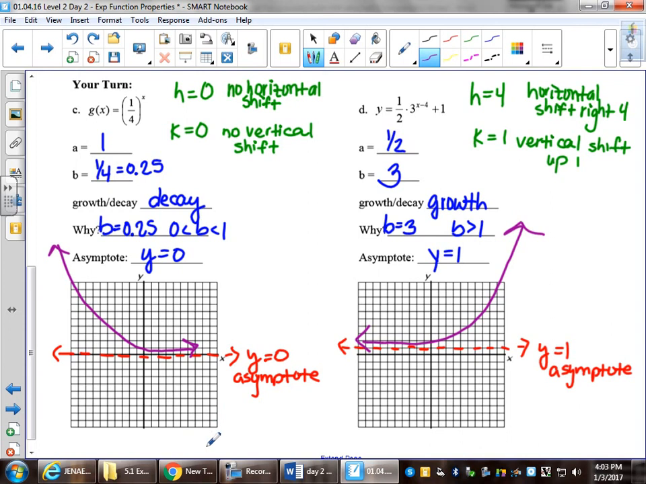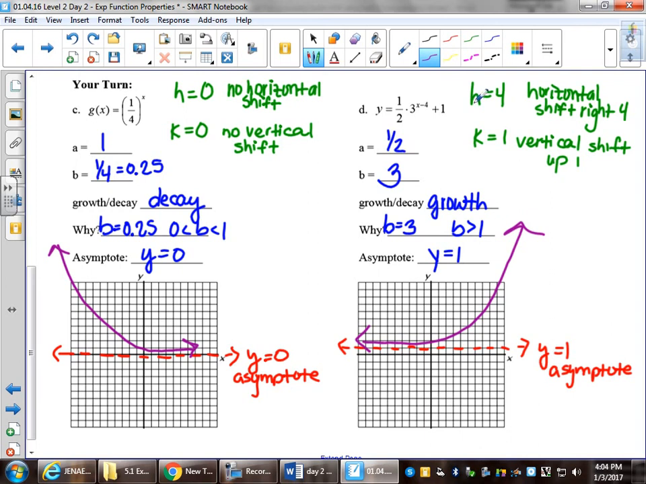Here we go for D. How did we do? So let's talk it out. I mentally say to myself, y equals A times B, so A is 1/2, B is 3. Even though A is a fraction, it's positive. That's all we need to know to make sure that our graph is above the asymptote. So positive A, B is 3. That tells me it's growth because B is 3, and that's greater than 1.